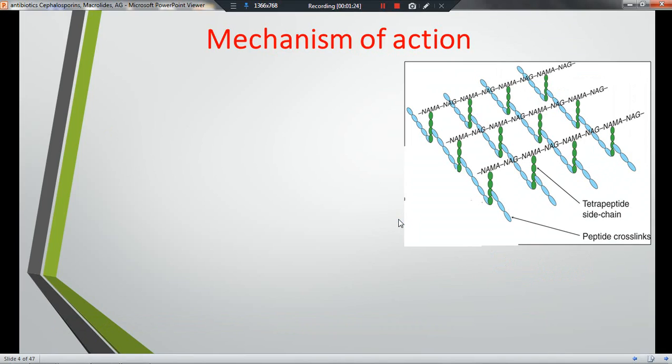Now, what is the mechanism of action of cephalosporins? It is the same as that of penicillin. They inhibit the cell wall synthesis. This is a bacterial cell wall that is unique to the bacteria. It is made up of peptidoglycan units. Each peptidoglycan has an N-acetylmuramic acid and N-acetylglucosamine, and onto this N-acetylmuramic acid there is a pentapeptide chain present, and there is cross linking between these peptidoglycan structures that gives stability to the bacterial cell wall.